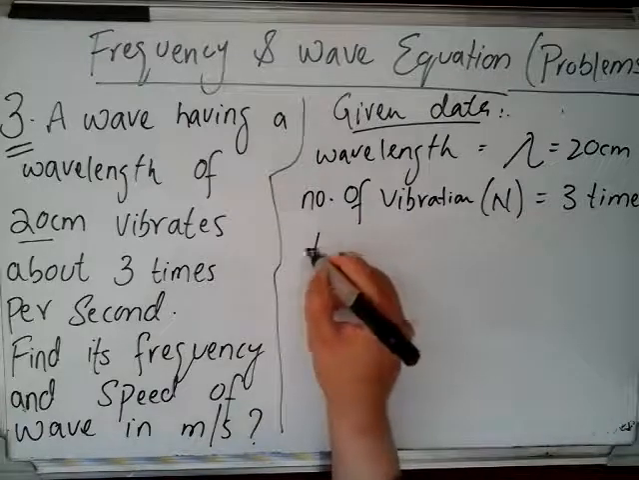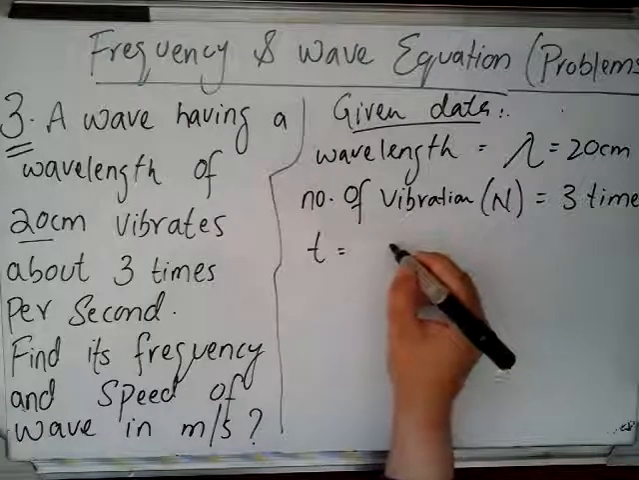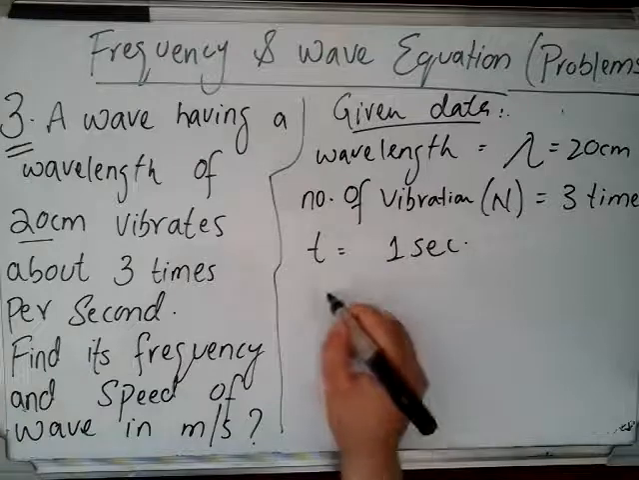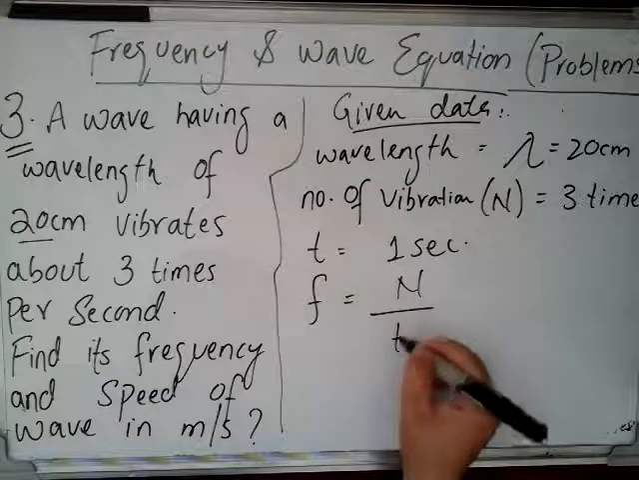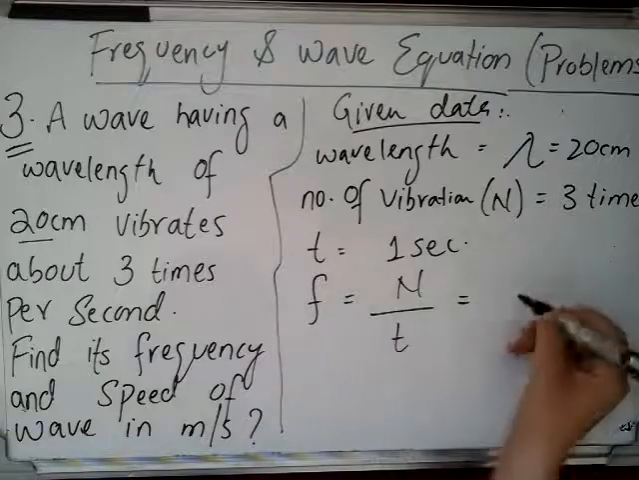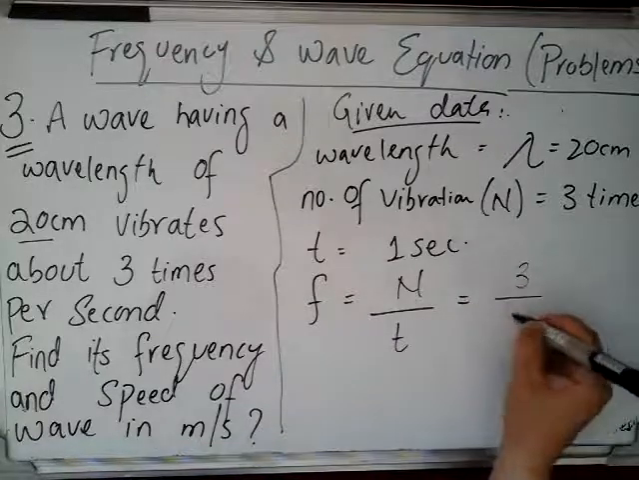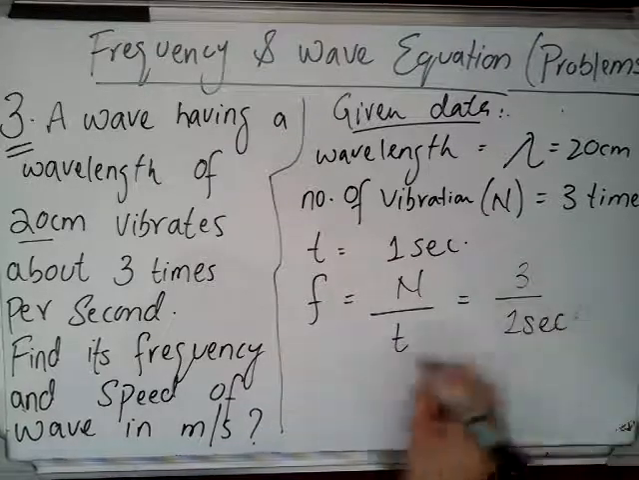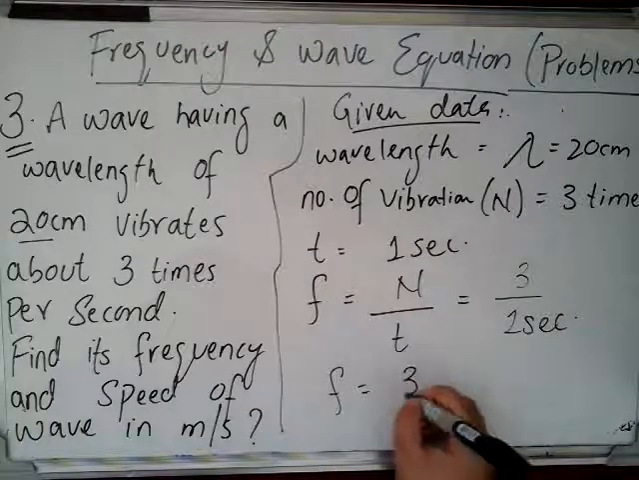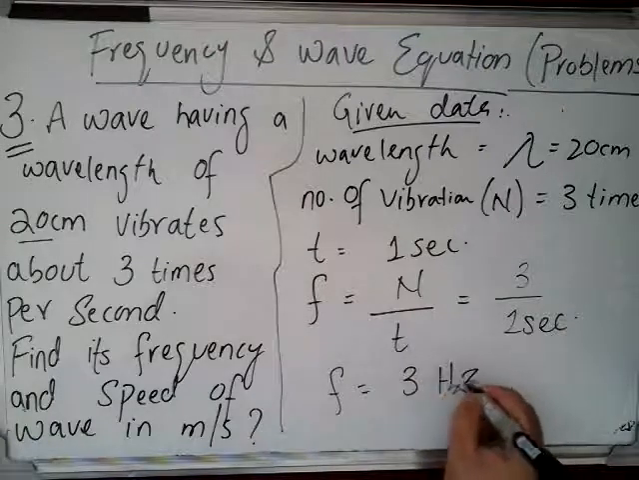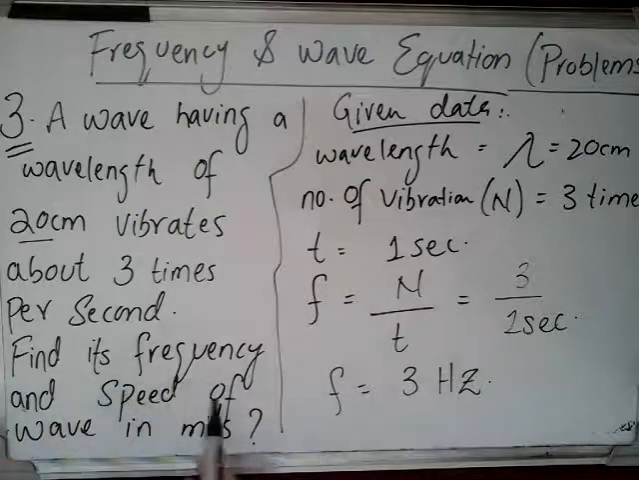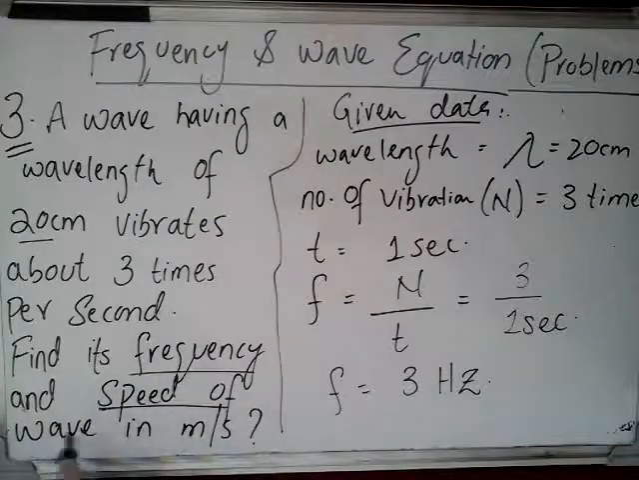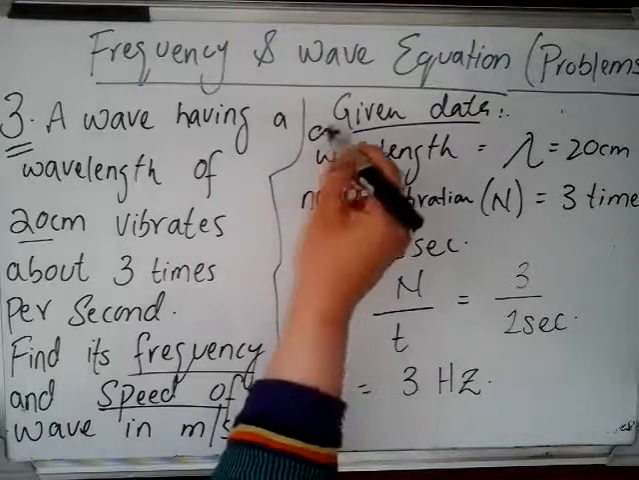And what is the time? Per second, 1 second. So frequency, we know, is the number of vibrations divided by time, which would be equal to 3 over 1 second. So the frequency would become 3 hertz. Is that clear? This is one part, and the other part is the speed of the wave. So this is part A of the question.